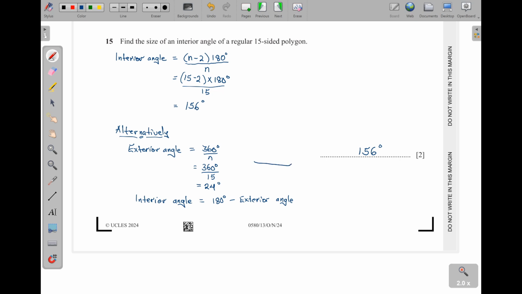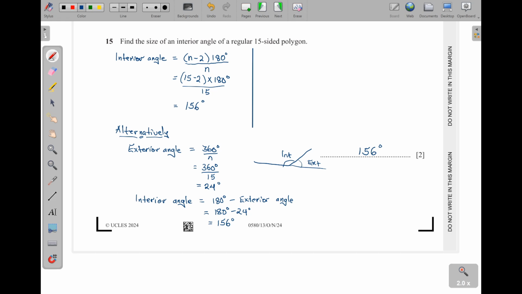So if I have something like this, this is the interior angle, then the exterior is going to be here. You see? So this is exterior. So they add up to 180. So we shall get 180 degrees minus 24, which still gives you the 156. Okay? Alright. And that is the other way.